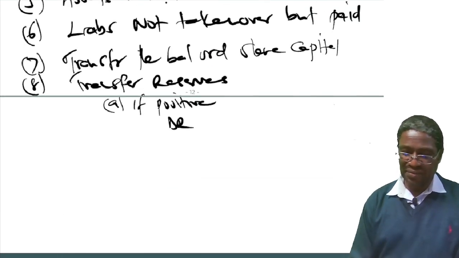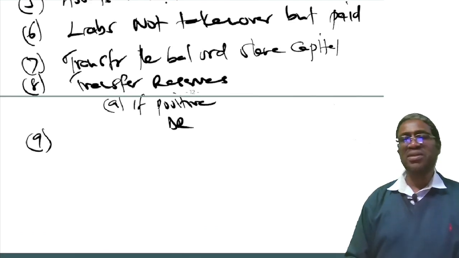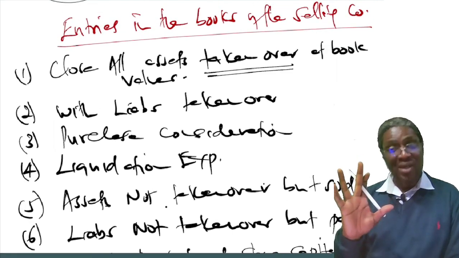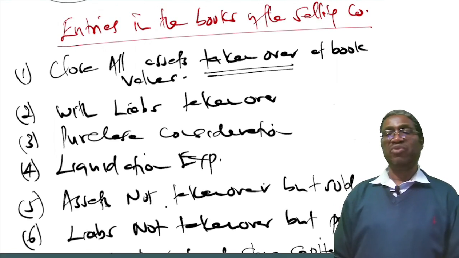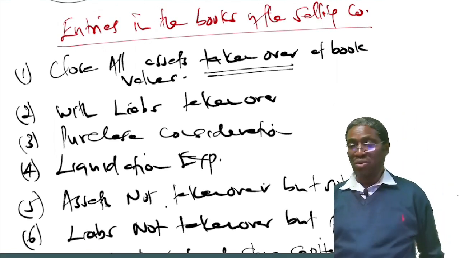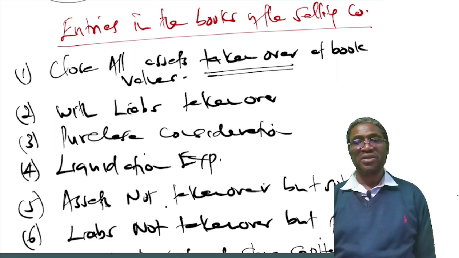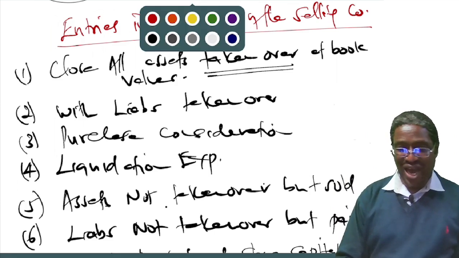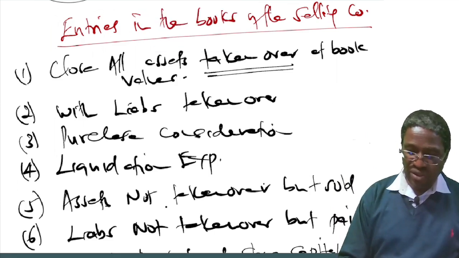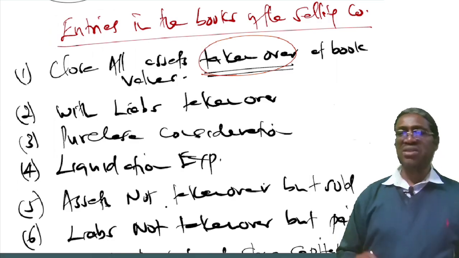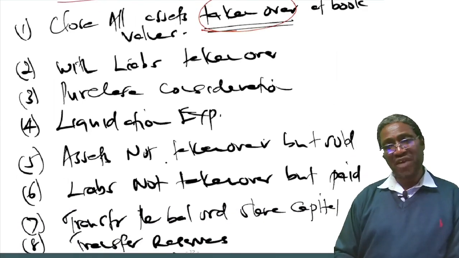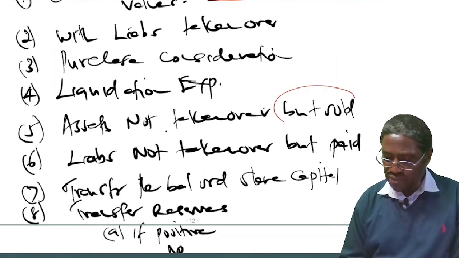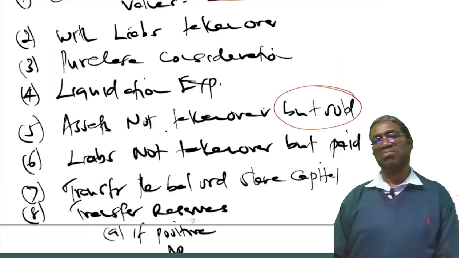Number 9. Now, for step 9, I want to take you back to number 1 and number 5. Number 1, we said with assets taken over. That's what we saw. Number 5, we said with assets not taken over but done what? But sold. Sold by A Limited.